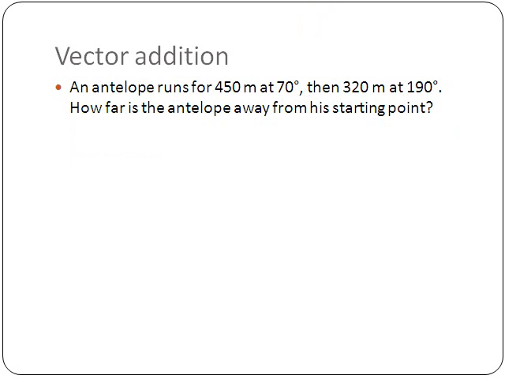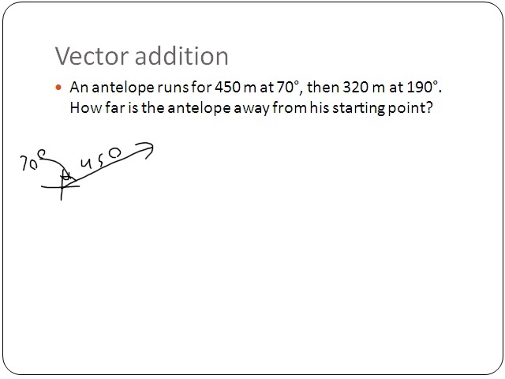That gives us one more here. An antelope runs for 450 meters at 70 degrees, then 320 meters at 190 degrees. How far is the antelope away from his starting point? So we start off here with an antelope. So he starts here, he runs at 70 degrees, he runs 450 meters, and the angle in here is going to be 70.